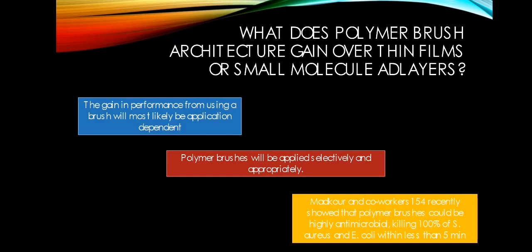It is evident that the use of a highly functional, high grafting density, covalently attached surface layer is conceptually attractive. However, a question that often arises from polymer brushes being employed in different applications is: is a polymer brush really necessary? An alternative way of looking at this is to consider that if the application relies on modification of surface properties, what does polymer brush architecture gain over thin films or small molecule adlayers? As polymer brushes find increased use in a variety of areas, the gain in performance from using a brush will most likely be application dependent.